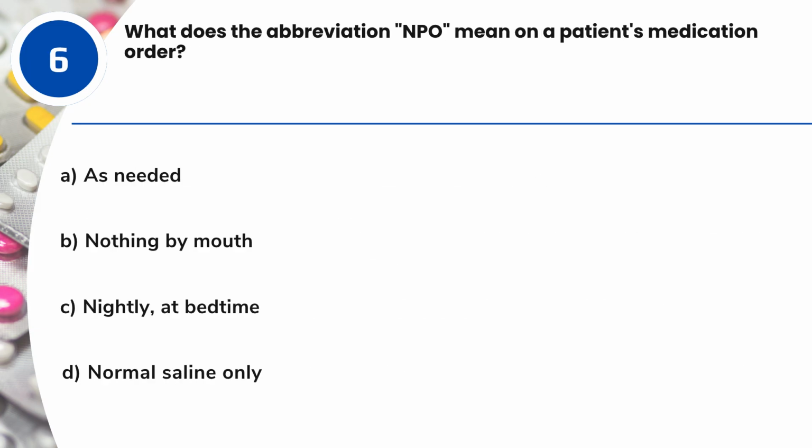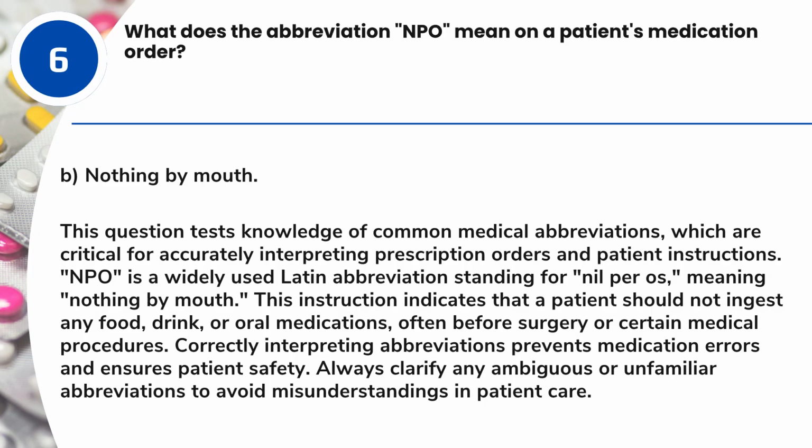Question 6. What does the abbreviation NPO mean on a patient's medication order? A. As needed. B. Nothing by mouth. C. Nightly, at bedtime. D. Normal saline only. Answer: B. Nothing by mouth.